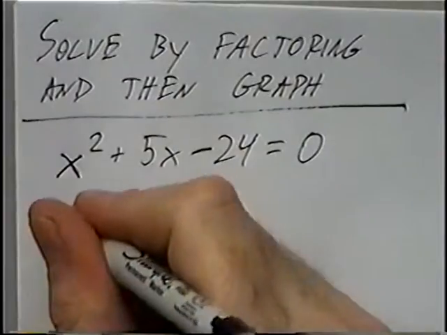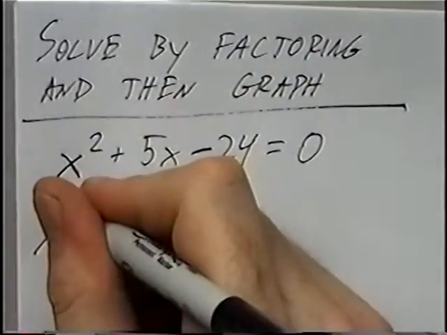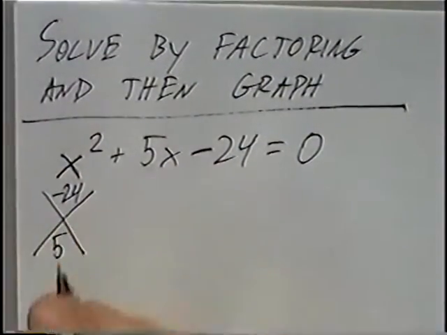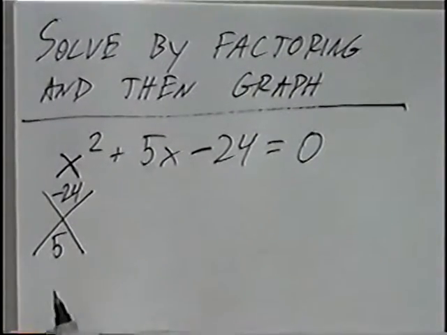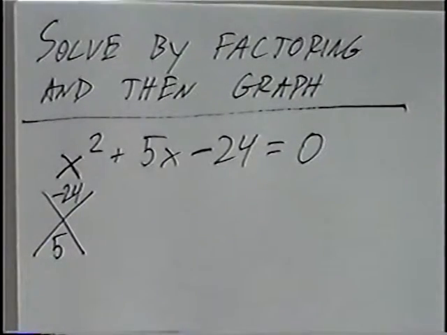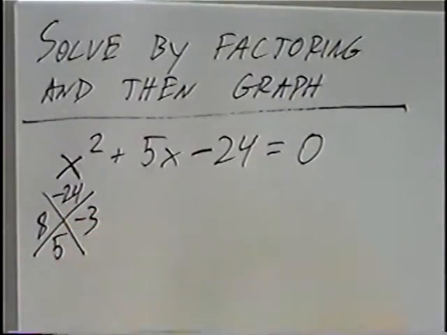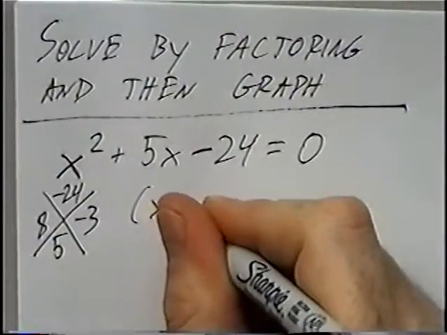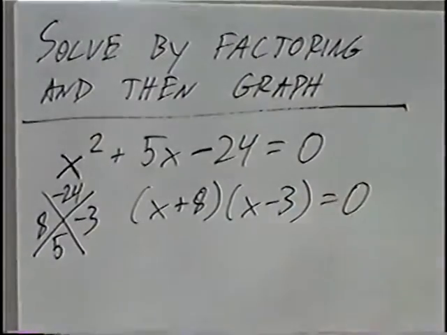Factoring from here, again, we can draw the x or the diamond method. Negative 24 would be the top number that we're multiplying to, and 5 would be the bottom number that we're adding to. So two numbers that multiply to get negative 24 and add to get 5. Those numbers would be 8 and negative 3. Writing our answers out in factored form, this would be x plus 8 and x minus 3 equals 0.